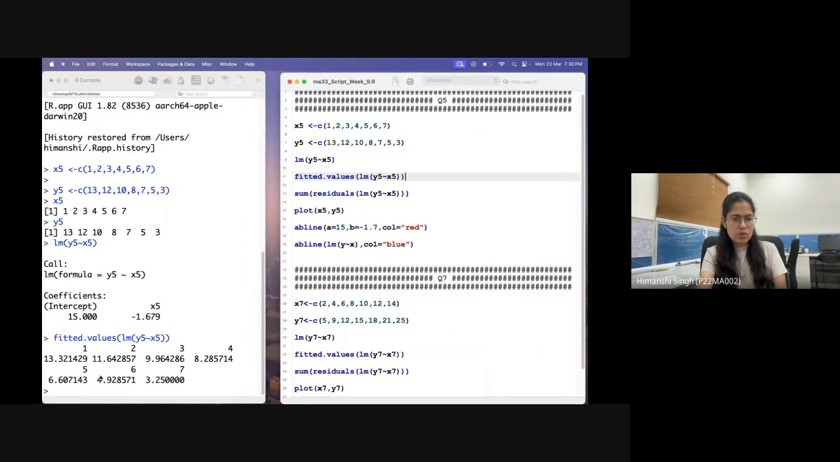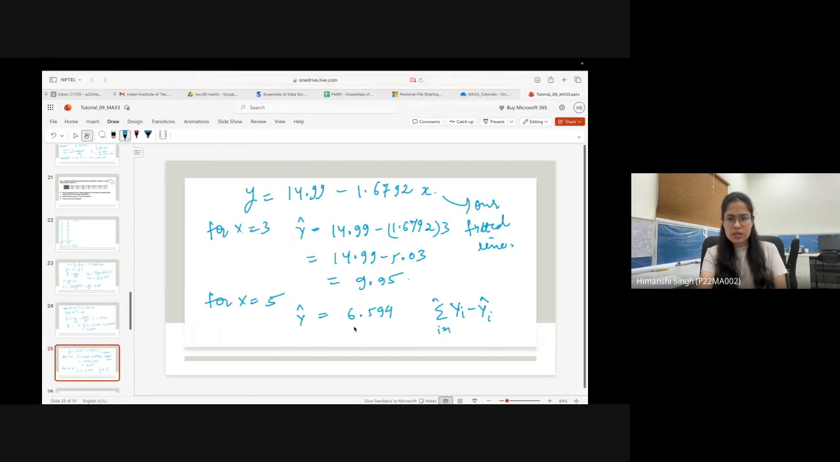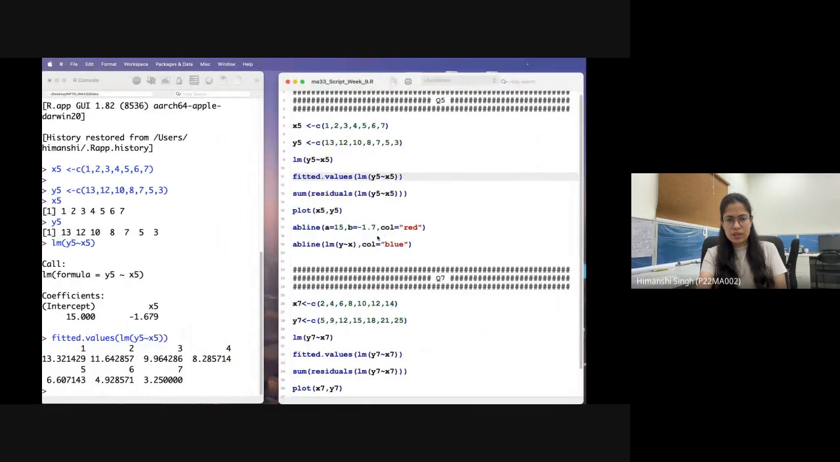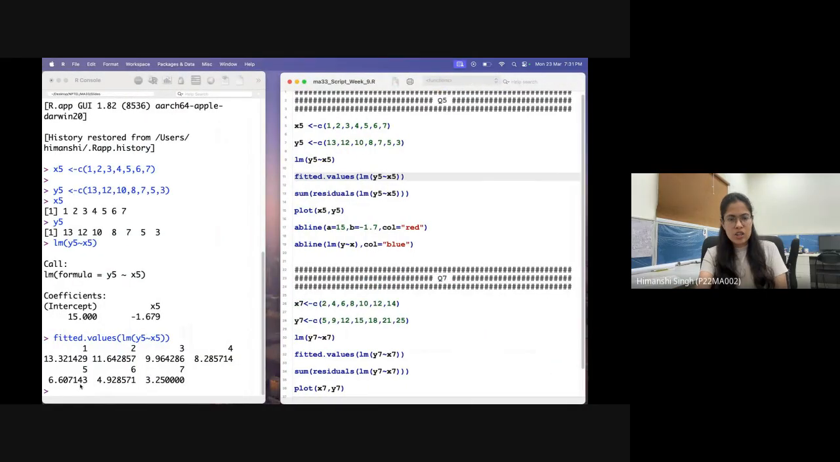Okay, so for x equals 5, it is 6.607 and it is 6.594. So there is a 0.01 kind of error. That is happening because I've taken the decimal point; after the decimal, I've taken 2 or 3 or 4 values, not more. The values are exactly the same for x equals 6 and x equals 7 also. Now this is about the fitted values.